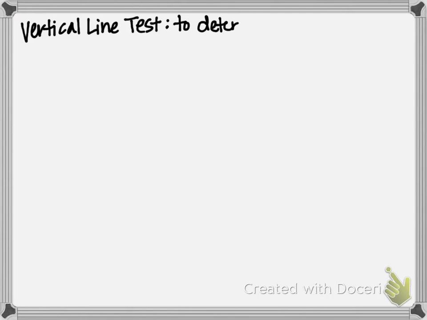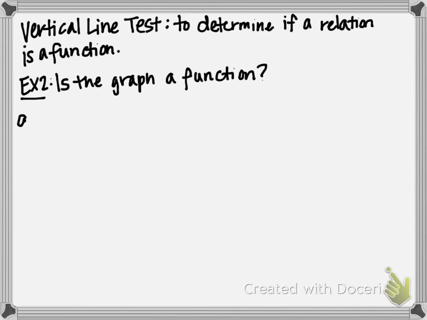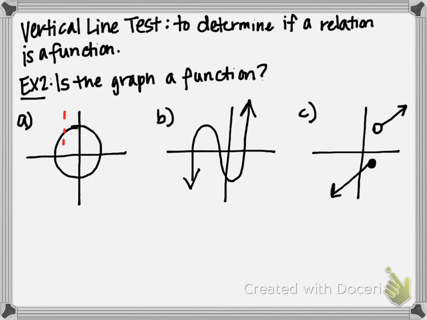Okay, vertical line test. We use this to determine whether or not a relation is a function. Vertical line test. So we're going to take example 2. The question is, is the graph a function? And I'm going to give you 3 pictures: a circle, a polynomial, and a piecewise function.